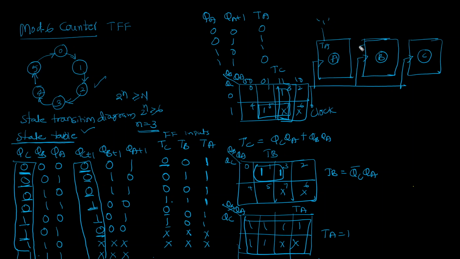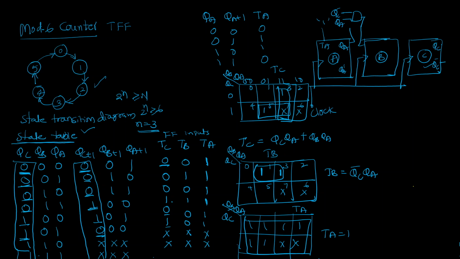What about TB? TB is QC bar QA. Here I have QC, and this is QC bar. You take this QC bar and you take this QA, which is available here, and this is QA bar. So instead of drawing a line, I simply take an AND gate, for which one input is QC bar, available from here, and the other input is QA, available from here itself. The output is connected to TB.